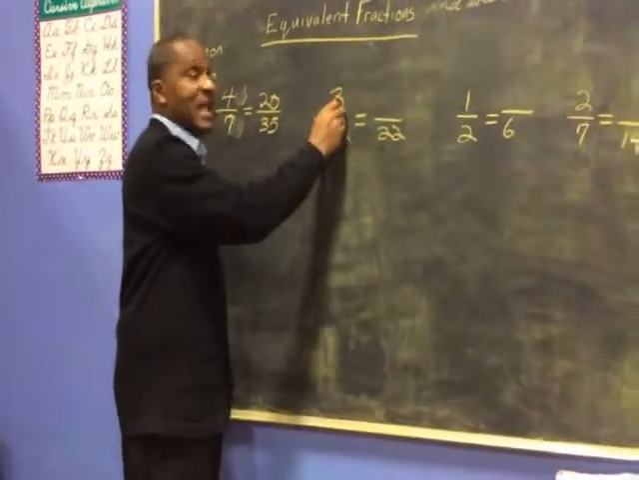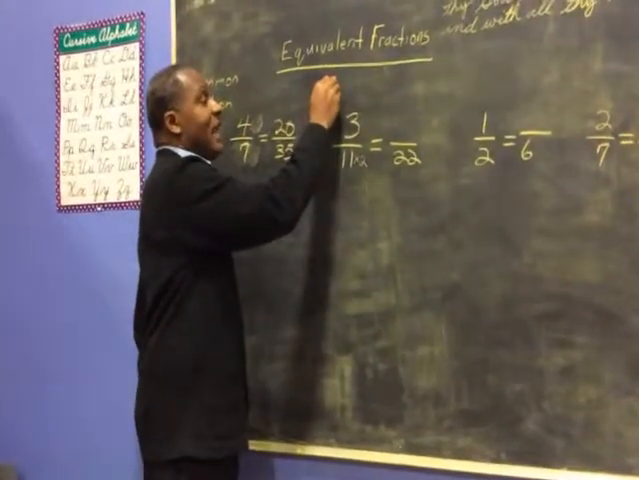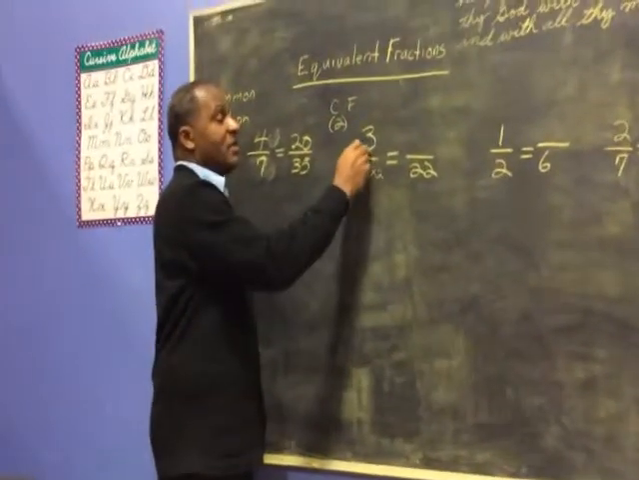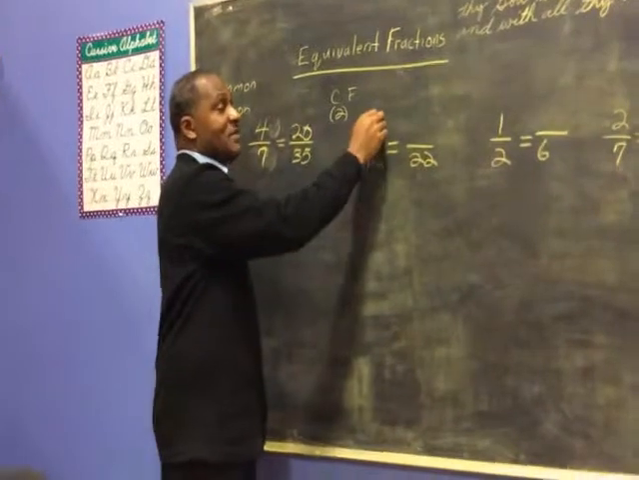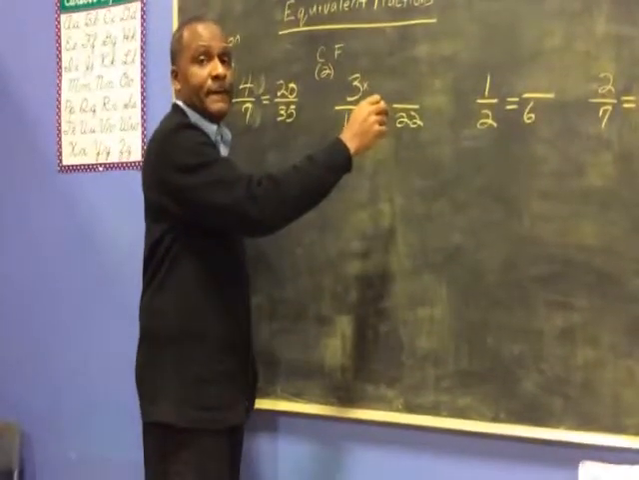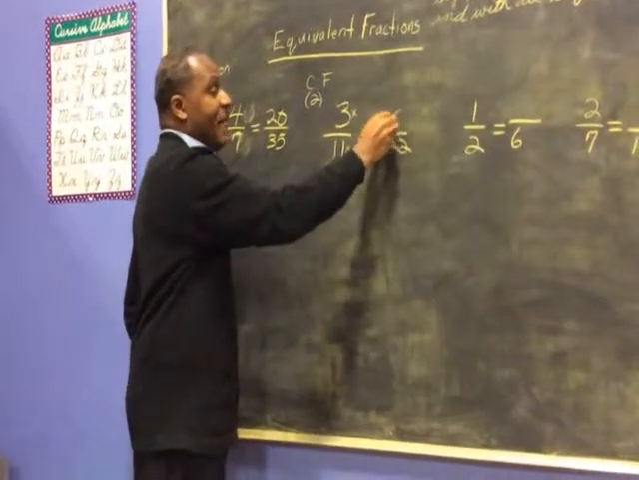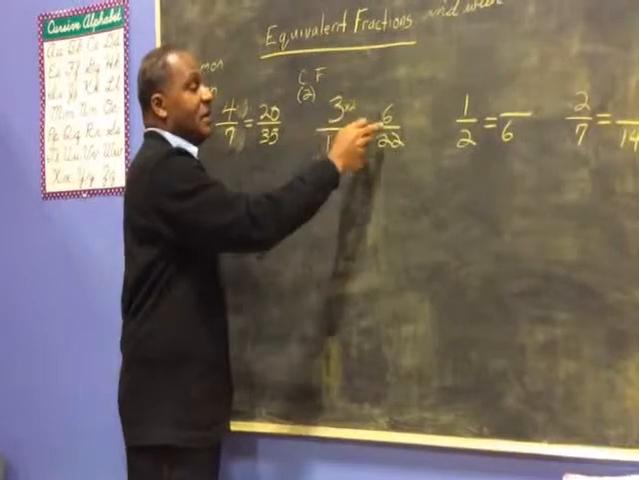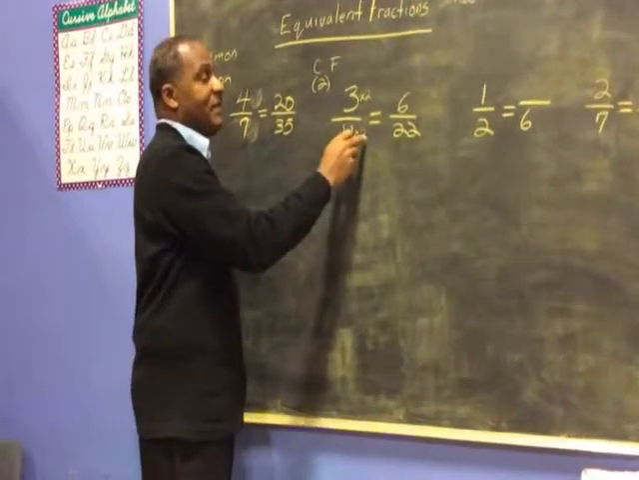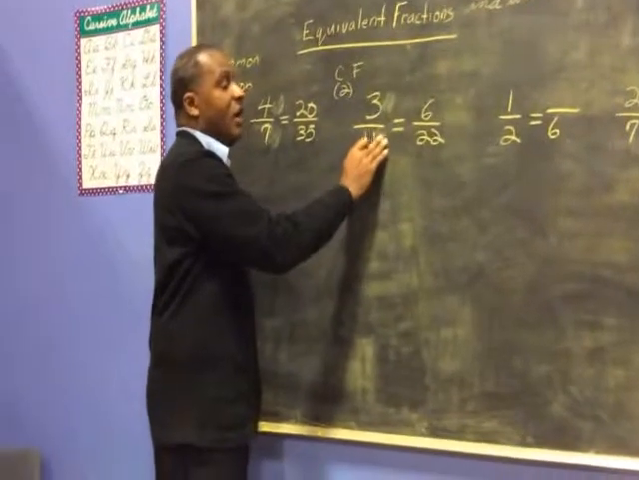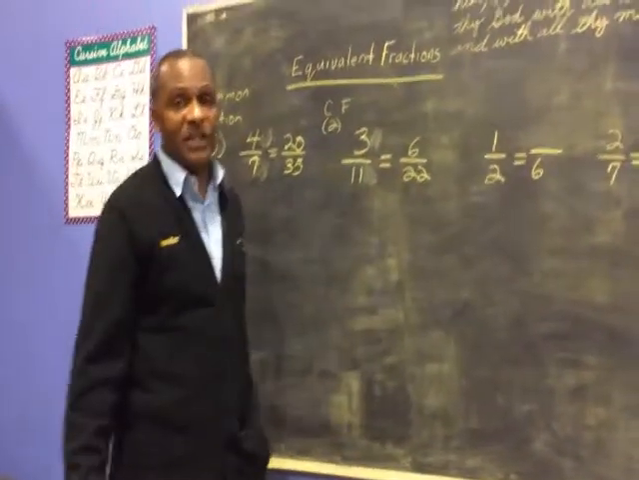So we're going to take that same common factor of 2 and multiply it times this 3. 2 times 3 equals what? 6. So our common factor shows us that 2 times 3 equals 6, and 2 times 11 equals 22. So our equivalent fraction for 3 over 11 would be 6 over 22.